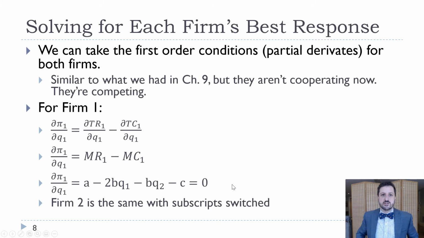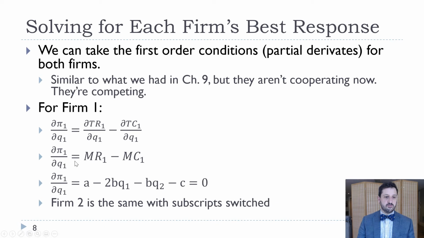So we can solve for each firm's best response. To do that, we're just going to take the first order conditions, like we did in Chapter 9. Remember, that's just the partial derivative for both firms. Now, the big difference between this chapter and Chapter 9 is that they aren't cooperating now. Chapter 9 was all about collusion. Now they're competing. And so we don't necessarily expect to get the same results, that they would sort of split the monopoly profit that we saw in Chapter 9.